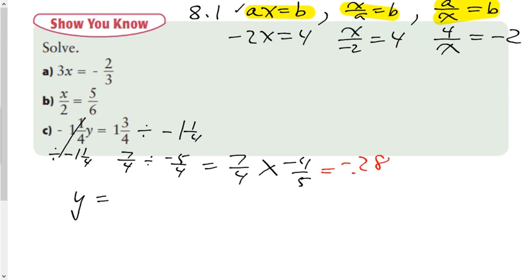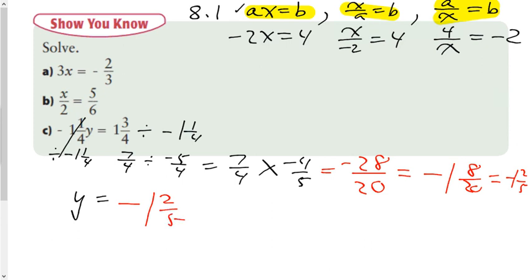Negative 28 over 20 will be the product, which is negative 1 and 8/20, which in lowest terms, both are divisible by 4, is negative 1 and 2/5, because you can divide both numerator and denominator by 4. So therefore, y is equal to negative 1 and 2/5.